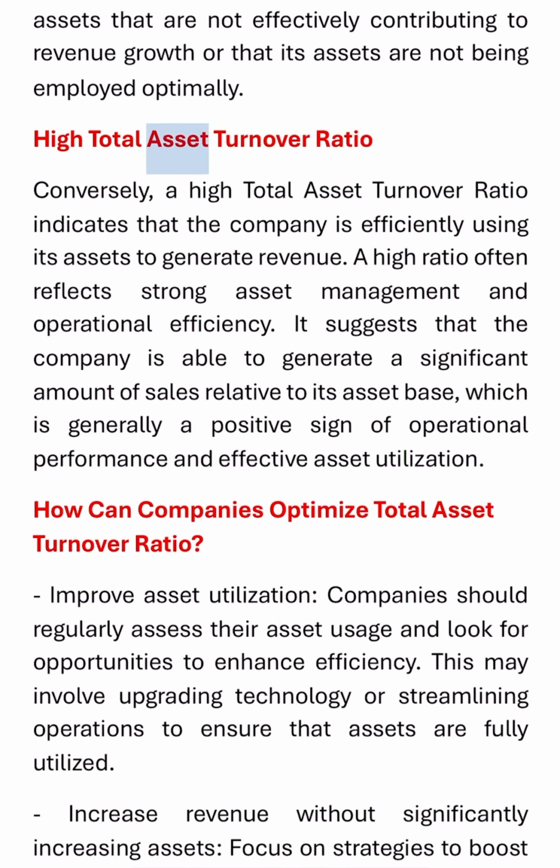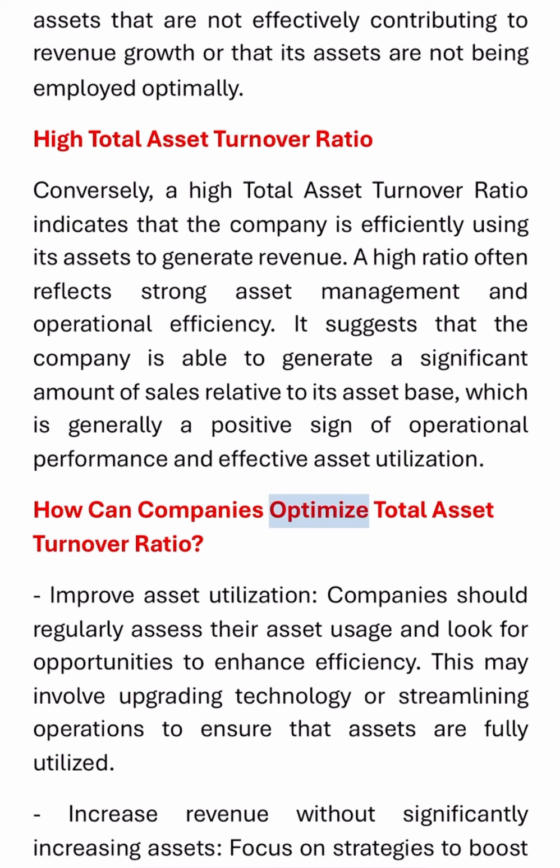High total asset turnover ratio. Conversely, a high total asset turnover ratio indicates that the company is efficiently using its assets to generate revenue. A high ratio often reflects strong asset management and operational efficiency. It suggests that the company is able to generate a significant amount of sales relative to its asset base, which is generally a positive sign of operational performance and effective asset utilization.